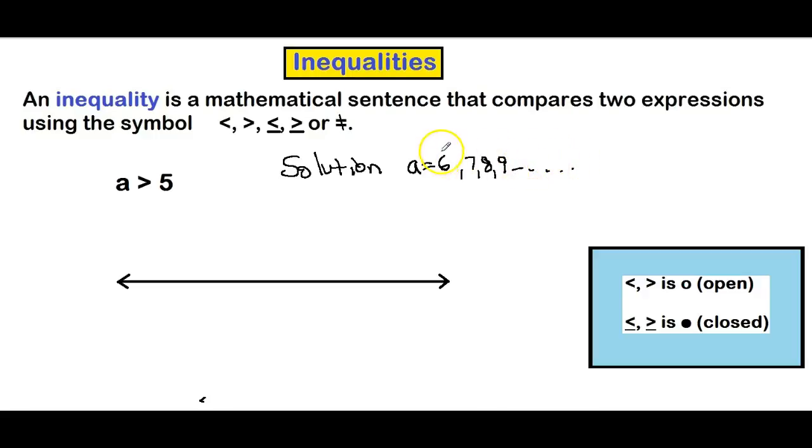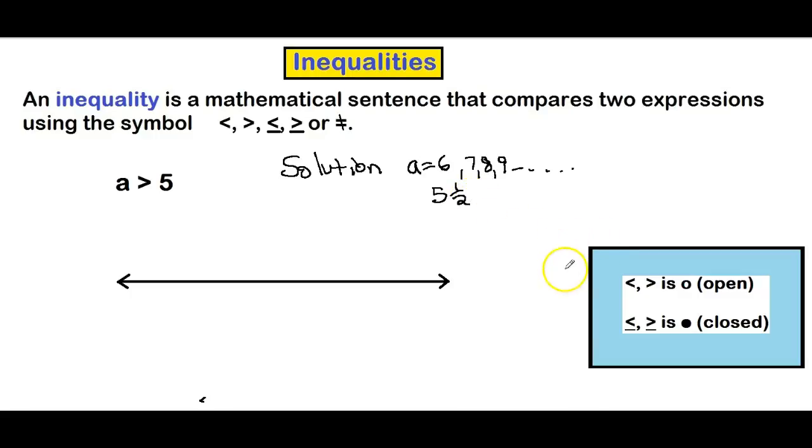We could also choose many decimal and fraction answers too. We could say that a could be equal to 5.5, because technically 5.5 is greater than 5. So you can see where that's going. You can choose all kinds of fractions and decimals in between. Okay, so now we understand what solutions are. But let's look at how we can graph the inequality.